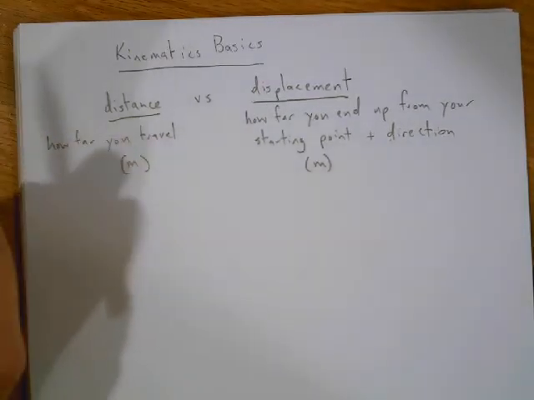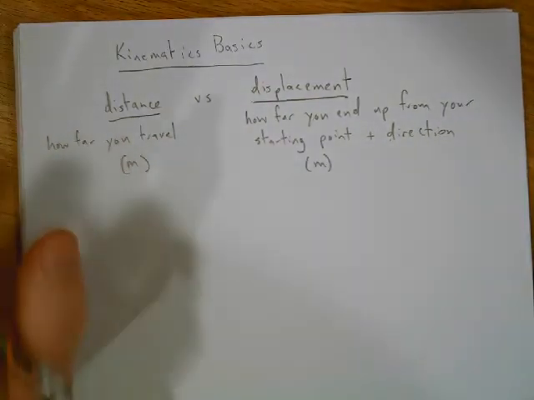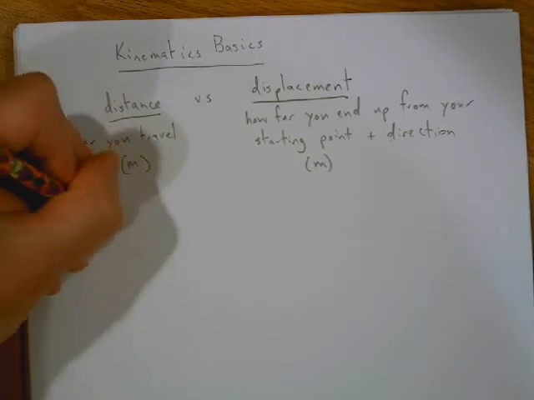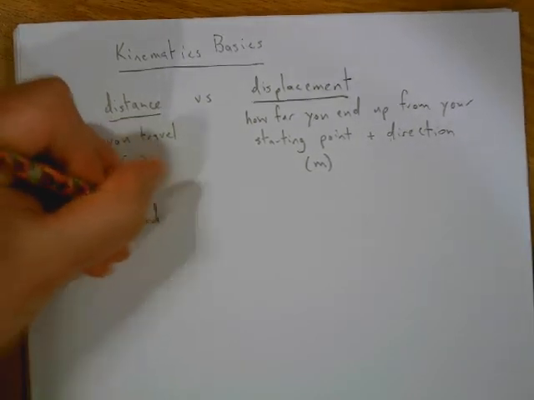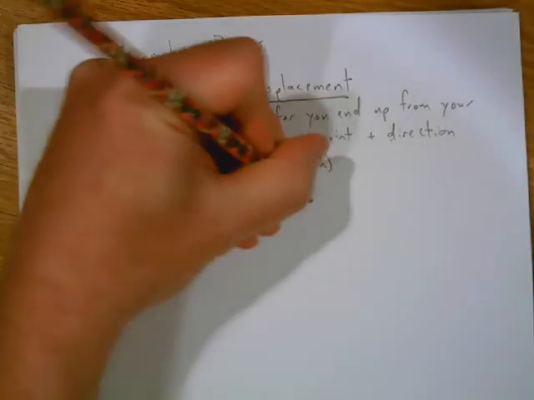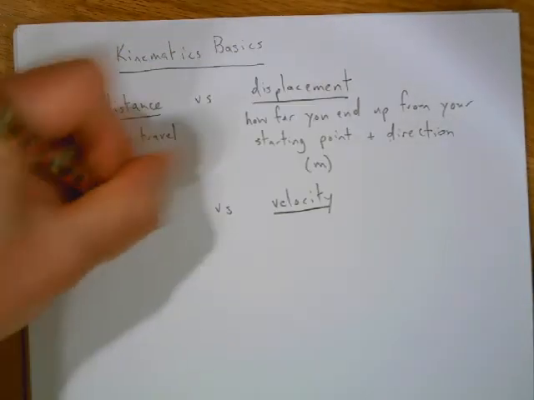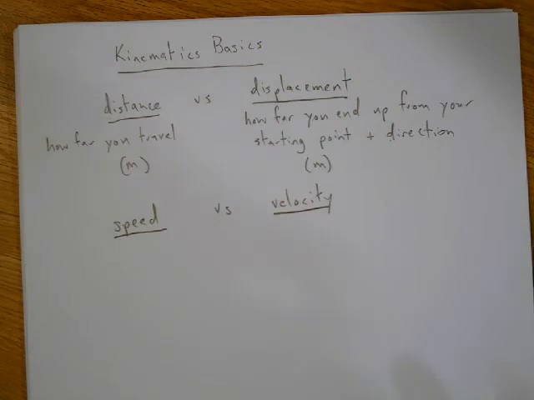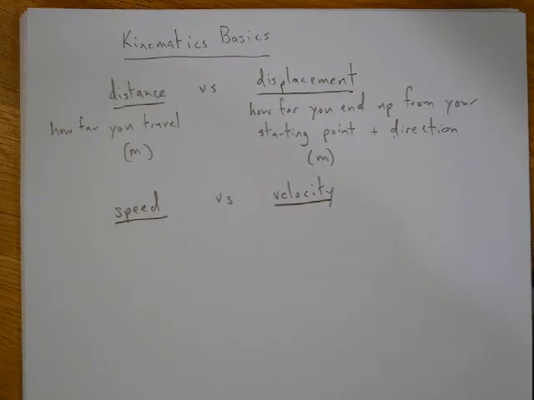All right. So today we're going to talk about some other stuff along these same lines. So let's talk about speed versus velocity. Now, the average Joe Schmo might think that speed and velocity are the same thing. Well, you are no longer an average Joe Schmo. You are now a physics guru, super smart person.